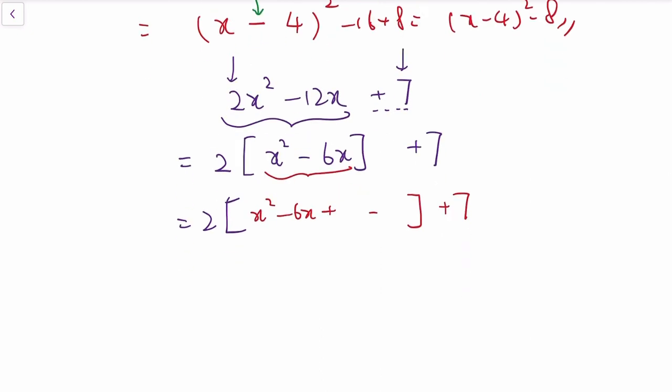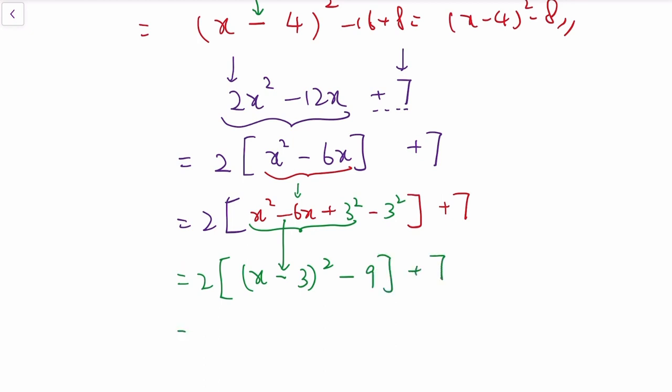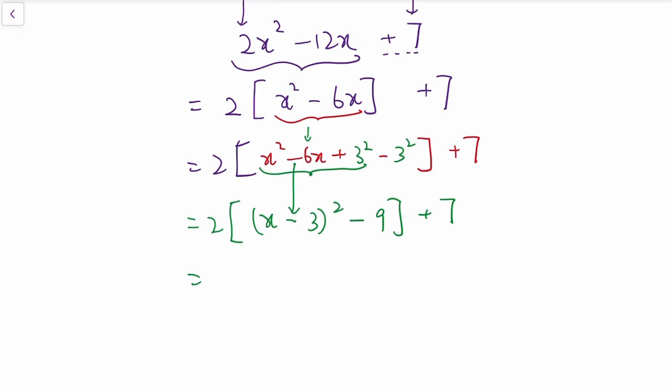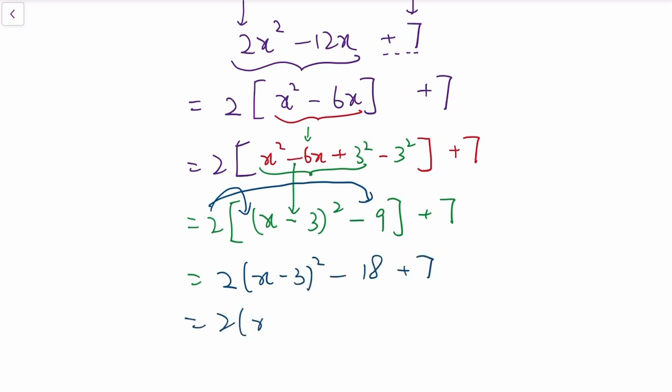The number that we should add should be 3 squared, right? Because 6 divided by 2 is 3. Then this collapses into x minus 3 bracket squared, a minus because of this, and then minus 3 squared, which is 9. The complication would then be you have to expand this 2 back in. So it becomes 2 times the square minus 18. And then you add this 2 up.